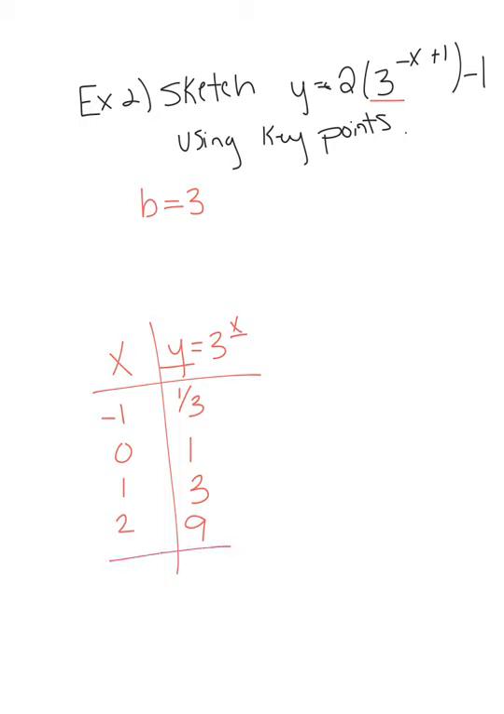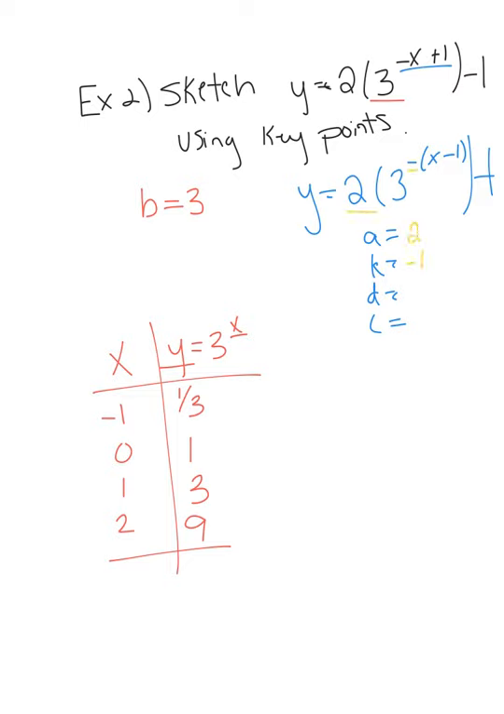The next thing that we need to talk about is that, again, I don't have my k of negative 1 factored out here. So I am going to be rewriting this in fully factored form, so a negative x minus 1, before I go ahead and do my next step, which is to label or list all of my transformations. So first of all, I have an a of 2, I have a k of negative 1, I have a d of positive 1, remember it's always switched, and then I have a c of minus 1.